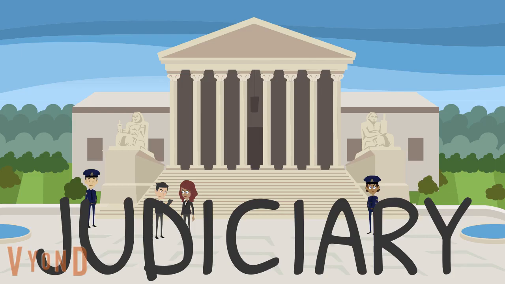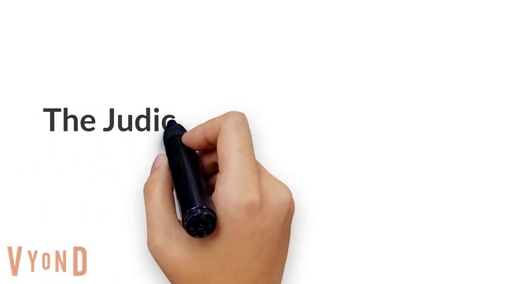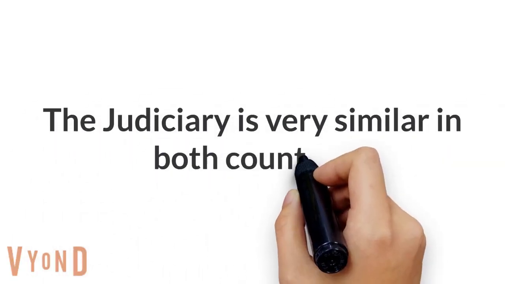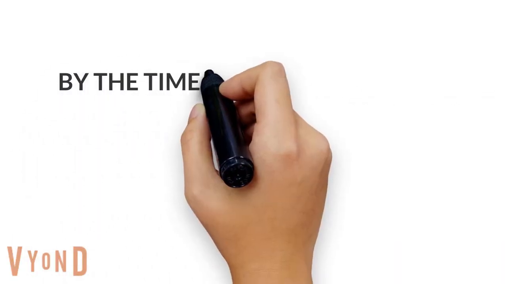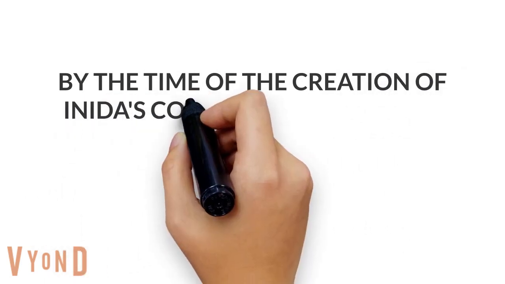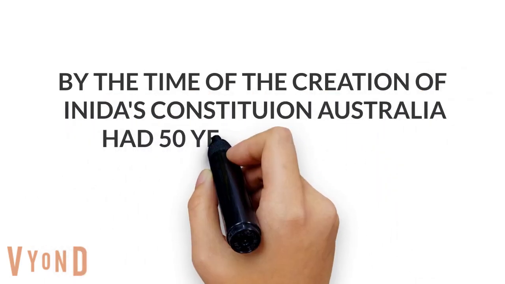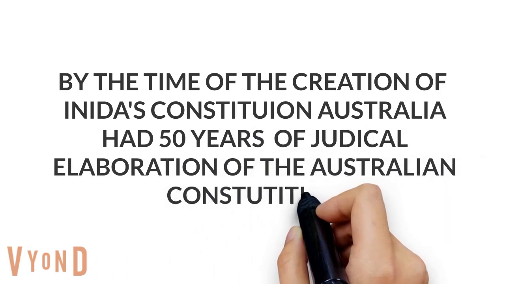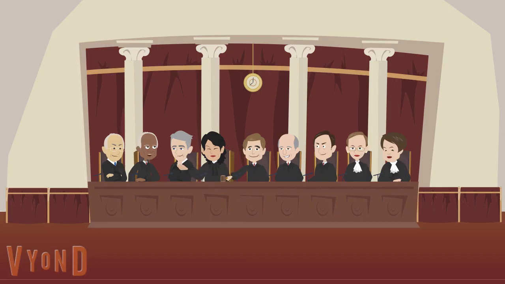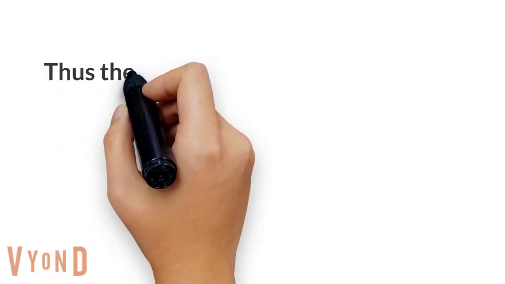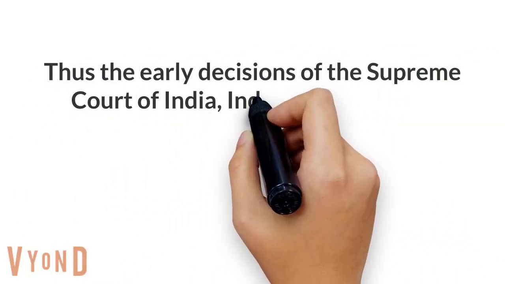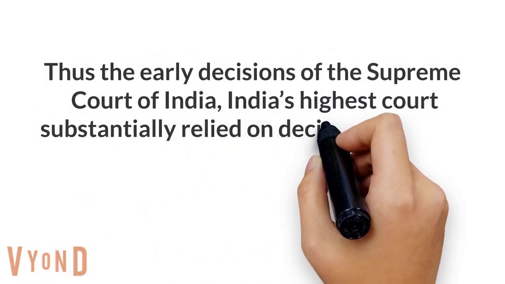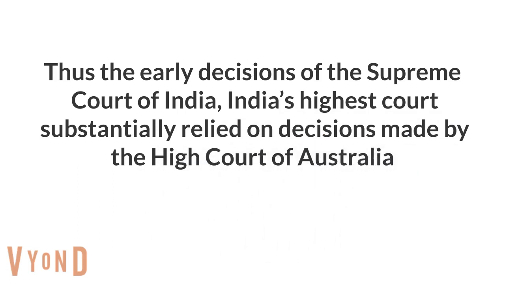The judiciary. The judiciary is very similar in both countries. By the time of the creation of the Indian Constitution, Australia had 50 years of judicial elaboration of the Australian Constitution. Thus, the early decisions of the Supreme Court of India, India's highest court, substantially relied on decisions made by the High Court of Australia.